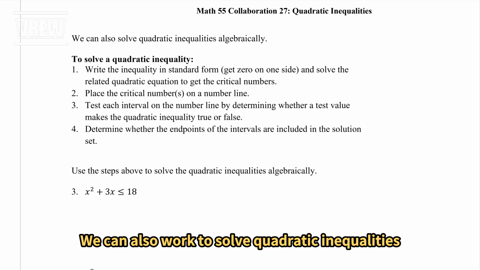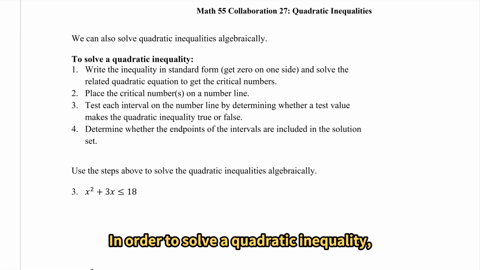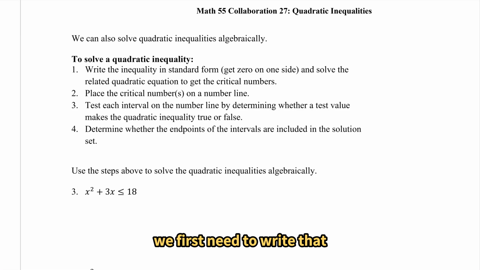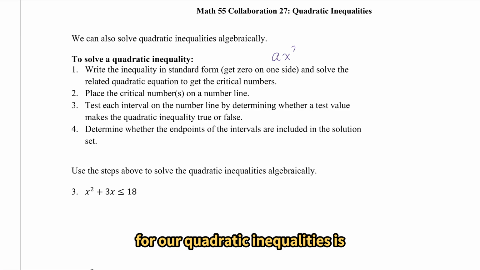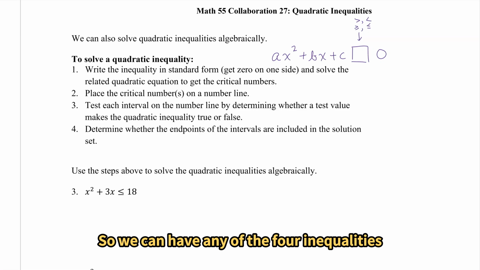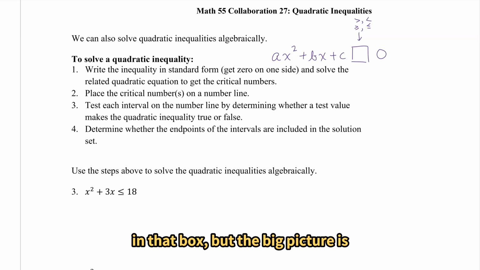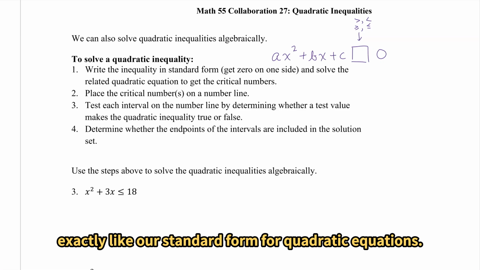We can also work to solve quadratic inequalities algebraically or symbolically. In order to solve a quadratic inequality, we first need to write that inequality in standard form. Standard form for our quadratic inequalities is ax squared plus bx plus c, inequality symbol, 0. We could have any of the 4 inequalities in that box, but the big picture is we have 0 on one side and everything else on the other side, exactly like our standard form for quadratic equations.